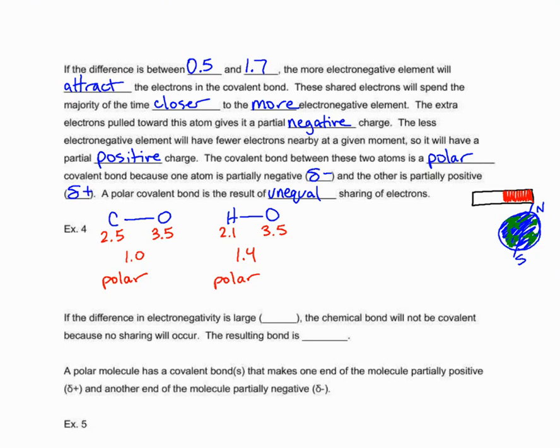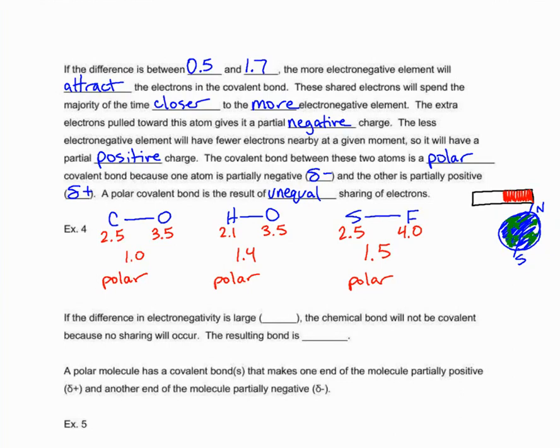Let's look at sulfur to fluorine. Sulfur, looking at my table, has a value of 2.5, and fluorine has a value of 4.0. The difference between these is 1.5, which makes it polar, and this one is also towards the upper end of polar. This is a very polar covalent bond.